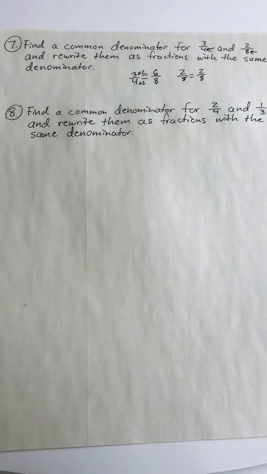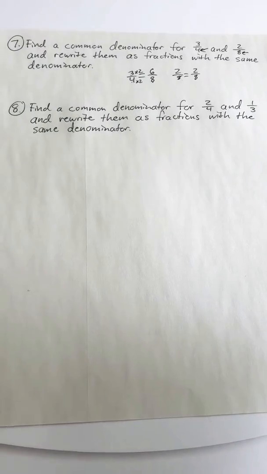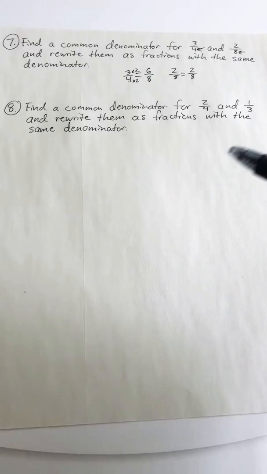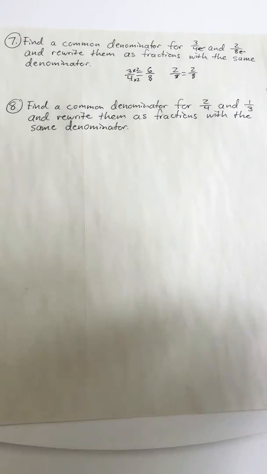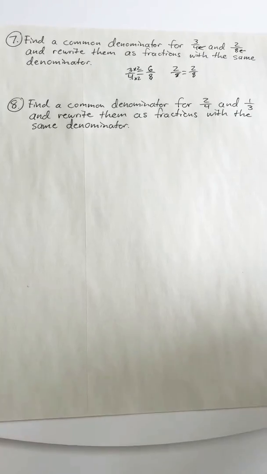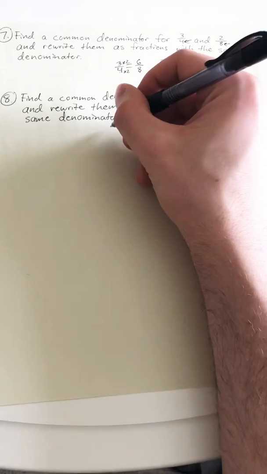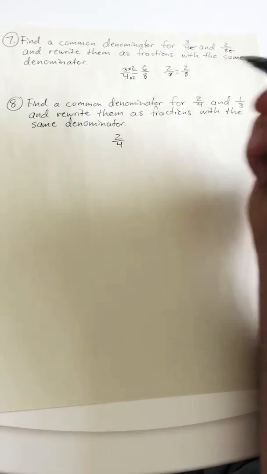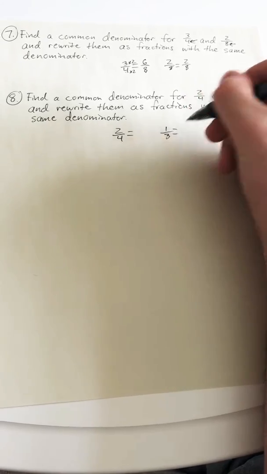All right, so we are going to practice another problem that was similar to the one that you did yesterday or before this. So this time we're finding a common denominator for 2/4 and 1/3, and then we're going to rewrite them using the same denominator. So this one isn't going to be quite as straightforward. So we have 2/4 and we have 1/3.